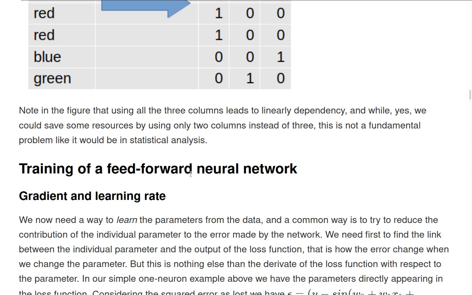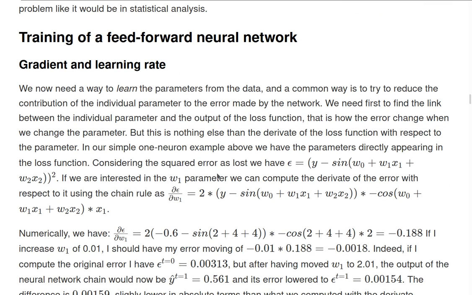We have now all the elements we need to do the actual training of a feed-forward neural network. So what we want is to learn the parameter from the data, and the most common way is to first find the contribution of the individual parameter to the error made by the network and try to reduce this contribution. So to understand if I change my parameter, how much does this affect the error. And this is nothing else than finding the derivative of the loss function with respect to the parameter, okay?